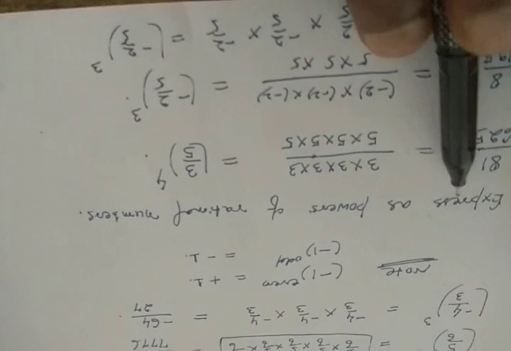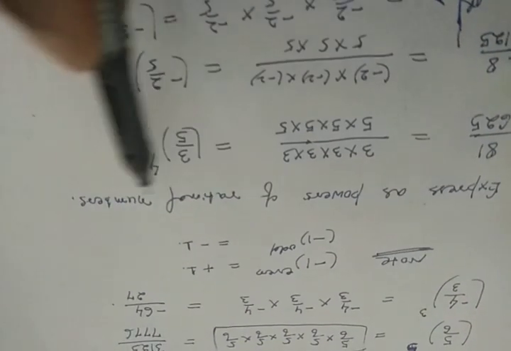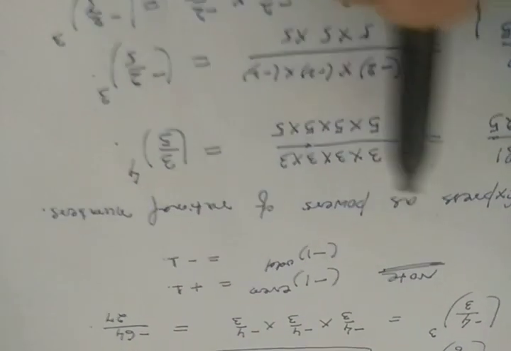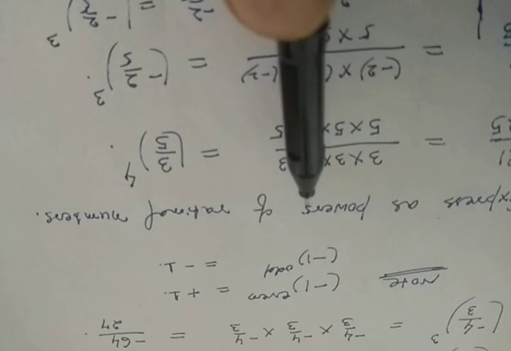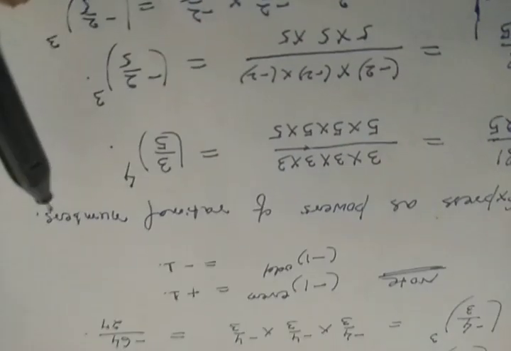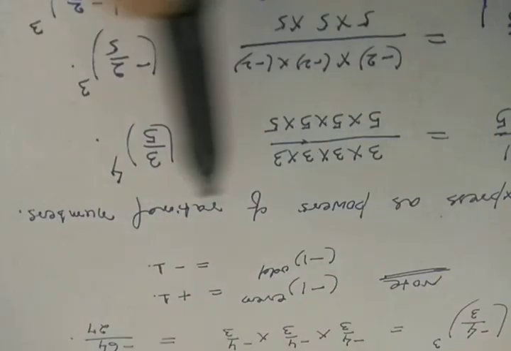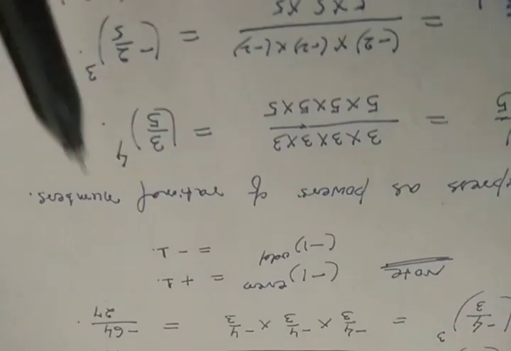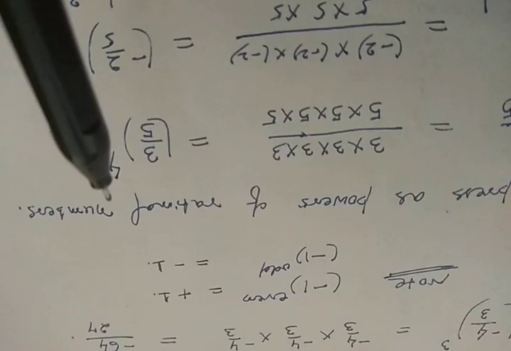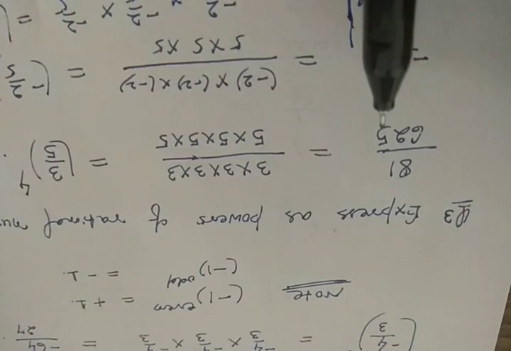Now come to the next one. Just see: express as powers of rational numbers. The question says as powers of rational numbers. It is not a rational number, it says powers of rational numbers. What does it mean? It means that you have to express it in exponent form. Clear?